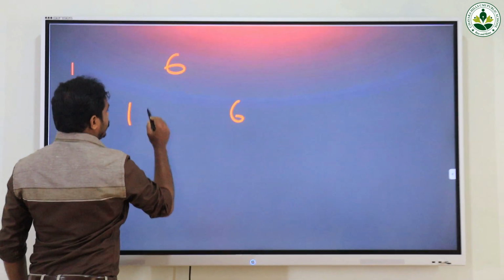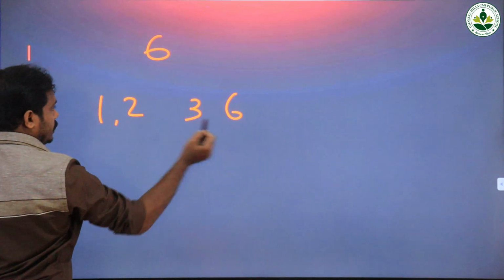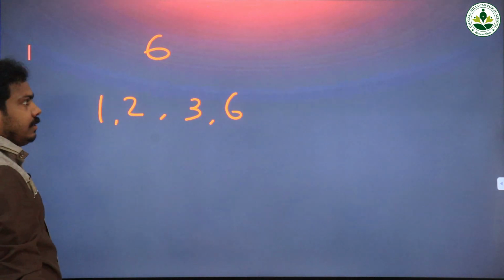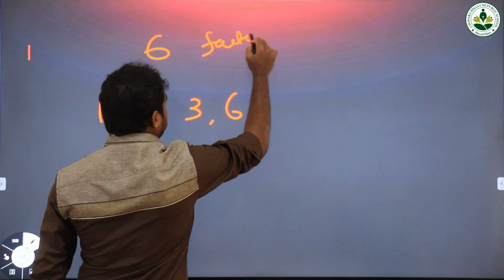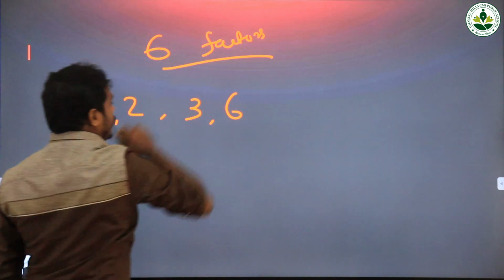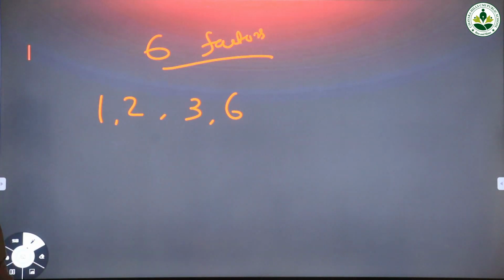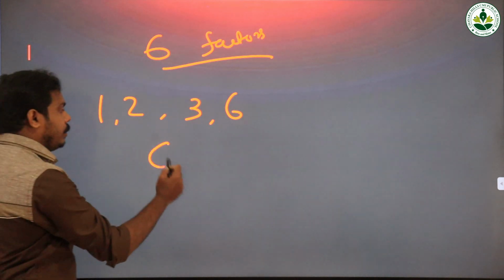Factors of 6: 1, 6, 2, 3. 1 into 6 is 6, 2 into 3 is 6. So the factors of 6 are 1, 2, 3 and 6. Factors means the numbers that divide the given number exactly. Then, what are multiples? Which are the multiples of 6?